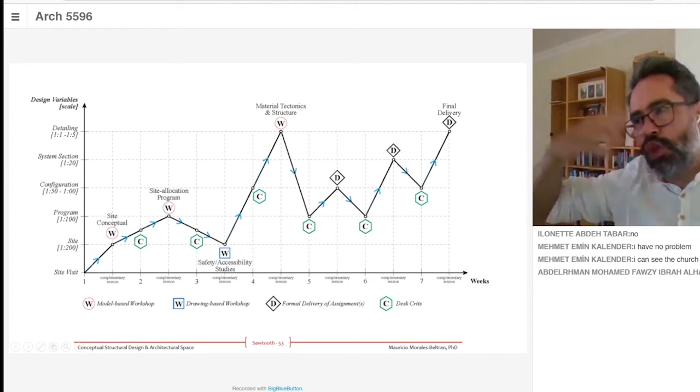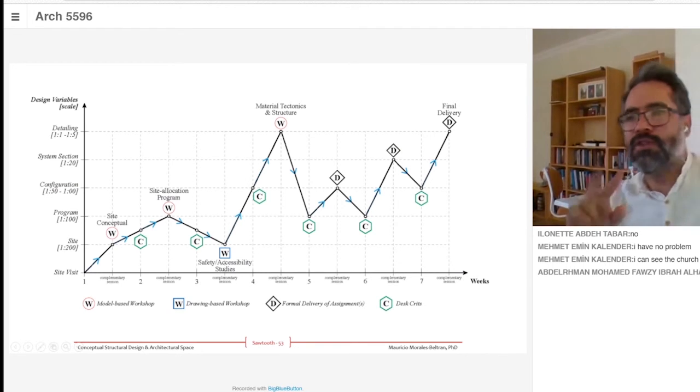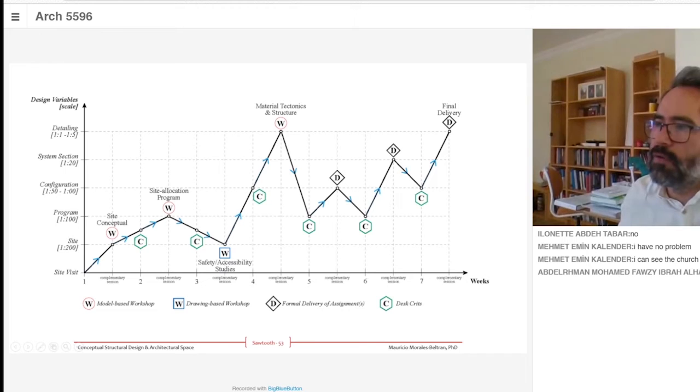And the second change that we did here is, if you look, we put all the workshops in the half of the studio, and the half of the project.